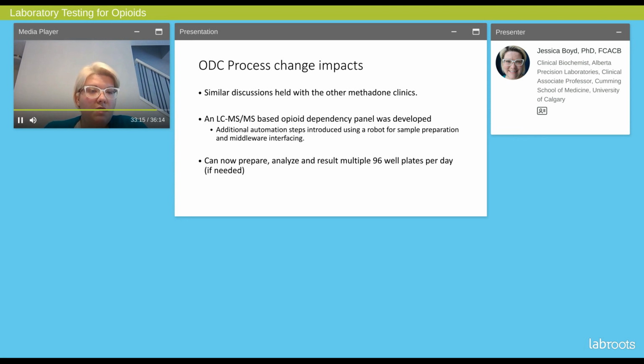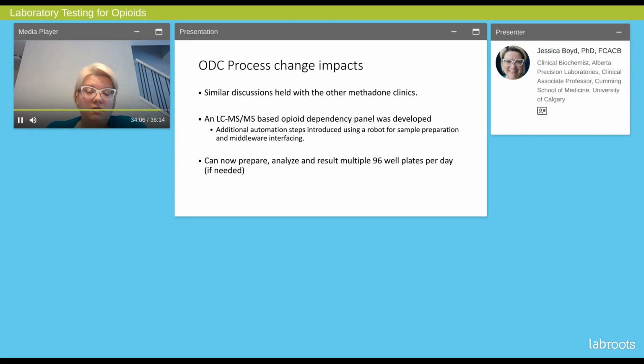So we did a similar process with the other 7 opioid dependency clinics that we had at that time. And so all of them actually had pretty much a very similar backbone of a panel, and then we did a few customizations depending on what they were seeing, particularly in their population. As I mentioned, we added automation steps for this as well, so that we had a robot doing the sample prep, and we interfaced directly to the LIS so that results could be released directly. And so now we can prepare, analyze, and result multiple 96 well plates per day if needed. And we have capacity to handle further increases in our workload volume, which is really important.